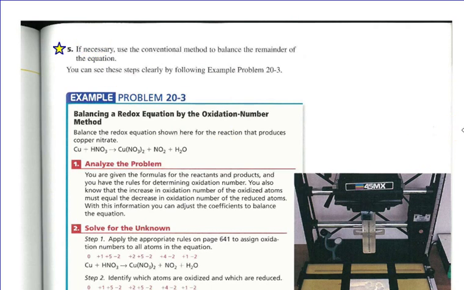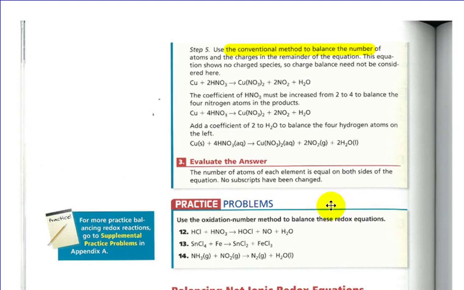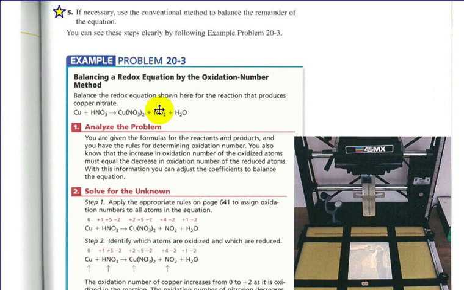Okay? So we'll look at an example doing that, and then I have a few questions that we'll do right here. I have them worked through, so we'll go through that. It says here, balance the redox equation shown here for the reaction that produces copper nitrate. So there we have it right there.